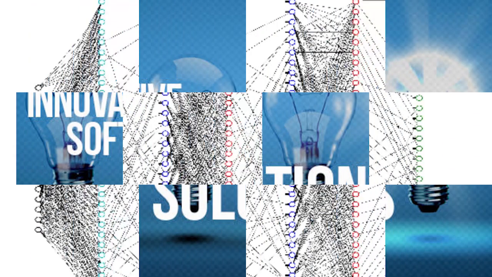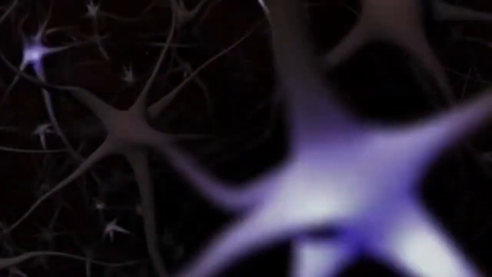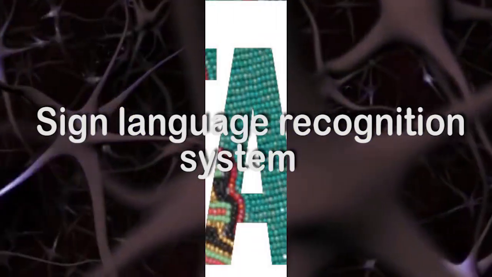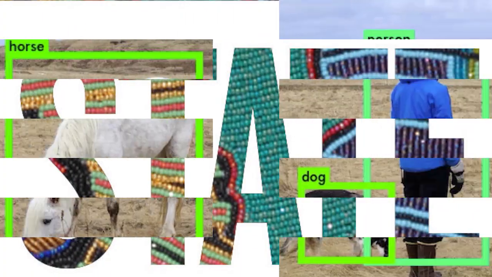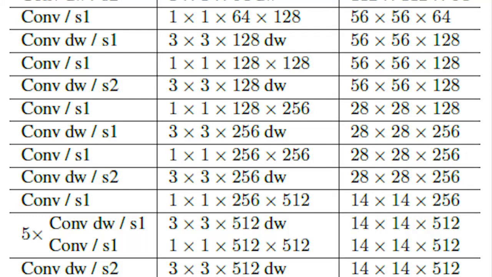Our software solution deploys two deep neural networks to tackle the main challenges of creating a sign language recognition system. The state-of-the-art YOLO v3 object detection deep neural network is used for detecting and tracking the user's hand position, while Google's MobileNet v1 deep neural network is used for gesture recognition.